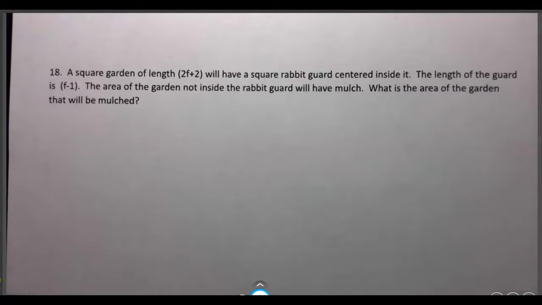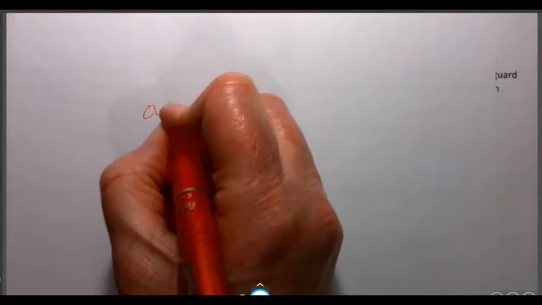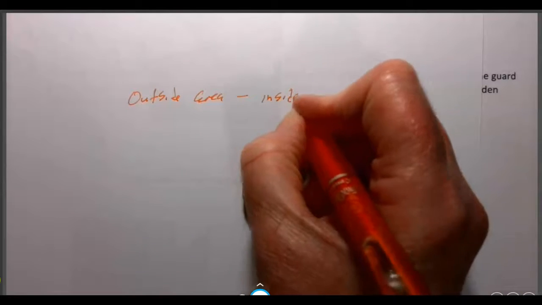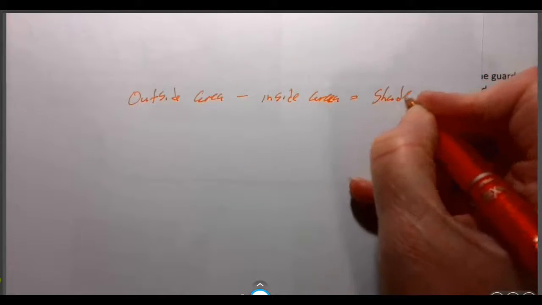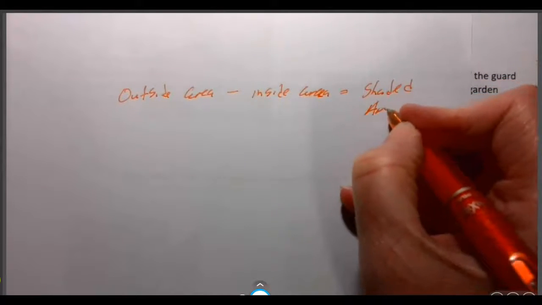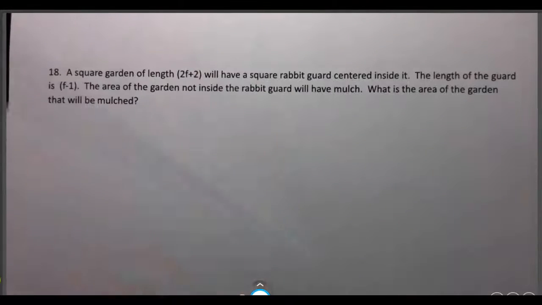Number 18, on this one, draw a picture. And you're finding the shaded area. Remember the shaded area? To find the shaded area, you're going to take the area of the outside of the rectangle minus the inside area. And that is going to give you your shaded area. So that might be helpful to remember. If you're going to find the shaded area, you're going to take outside minus inside. Draw a picture. You can do it. It's in the homework. I put it in the notes, I think, for at least one day. So just to let you know, look back at those.